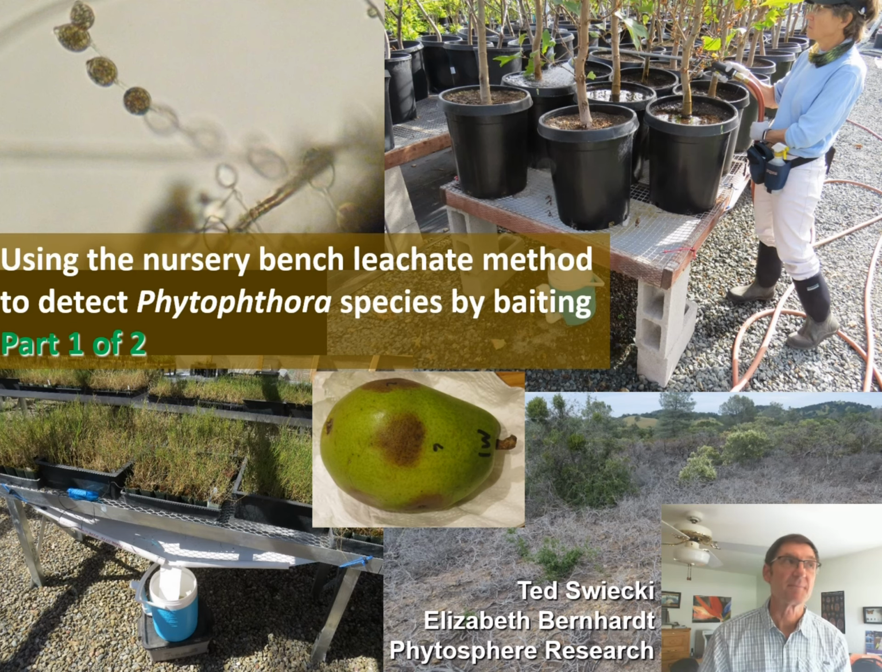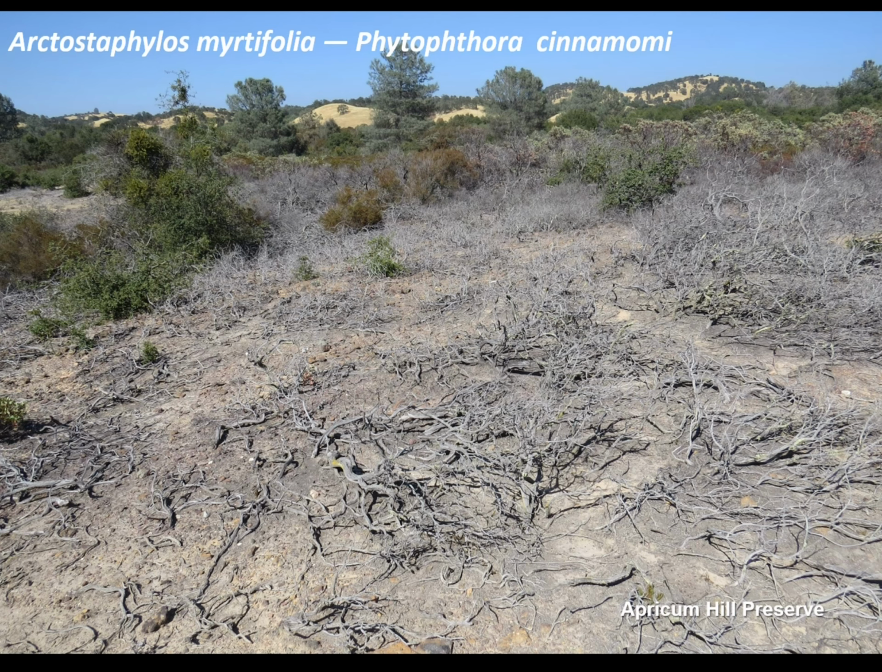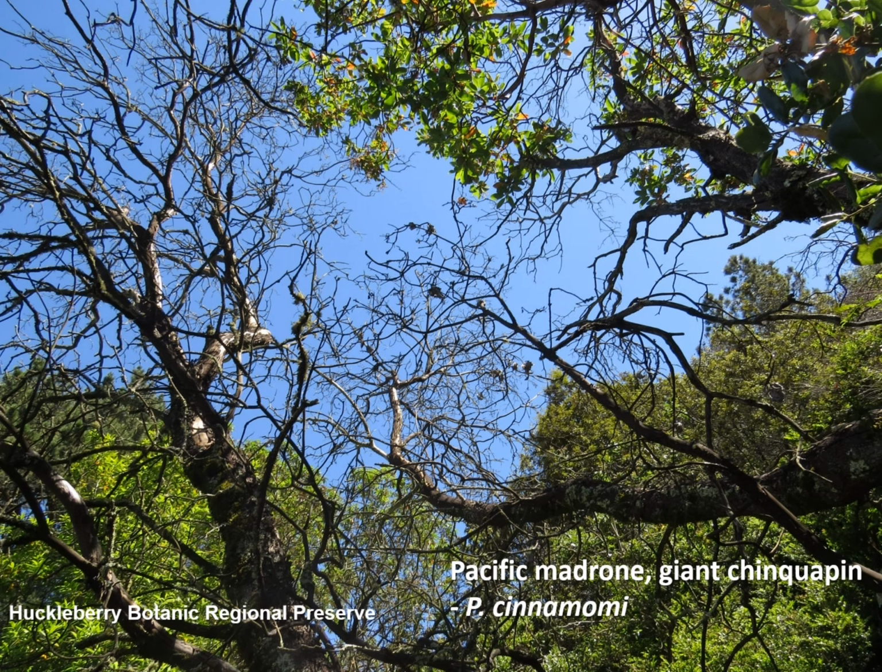applied in nurseries. So to provide a little context as to why we're interested in Phytophthora diseases, this is a photograph of the endangered species Arctostaphylos myrtifolia, Ione manzanita, in the foothills of the Sierra Nevada, which is completely being wiped out by Phytophthora cinnamomi, a soil-borne Phytophthora species. That species has been found in multiple parts of California, causing mortality of native vegetation. It's also known as a pathogen in agricultural crops, etc.